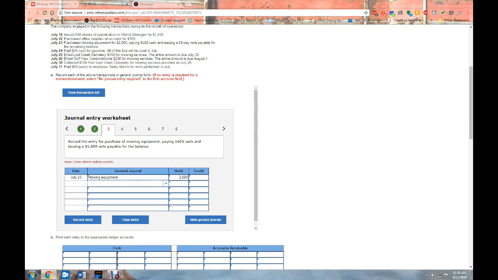So I'm going to pay $400 cash. I know cash is involved, so I'm going to pull cash down. Cash is an asset account. An asset decreasing is a credit entry according to ALICE.